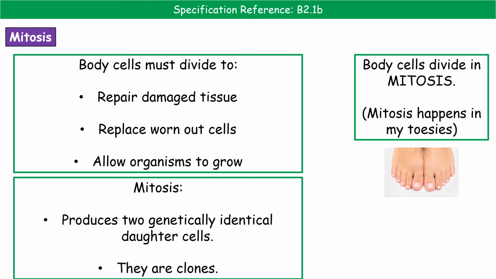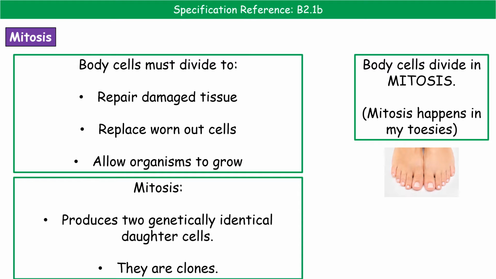So first of all, mitosis is the way that we're going to produce new body cells. The little way you can remember it is my little rhyme on the right there: mitosis happens in mitoses. Now, the reason that we need to be able to create new body cells is if we've damaged any tissue, we need to repair it. When old cells wear out, we need to replace them. And we need to make new cells in order to allow organisms to grow. So repair of damaged tissue, replacement of worn out cells, and growth of organisms are 3 key reasons that we need body cells to divide.